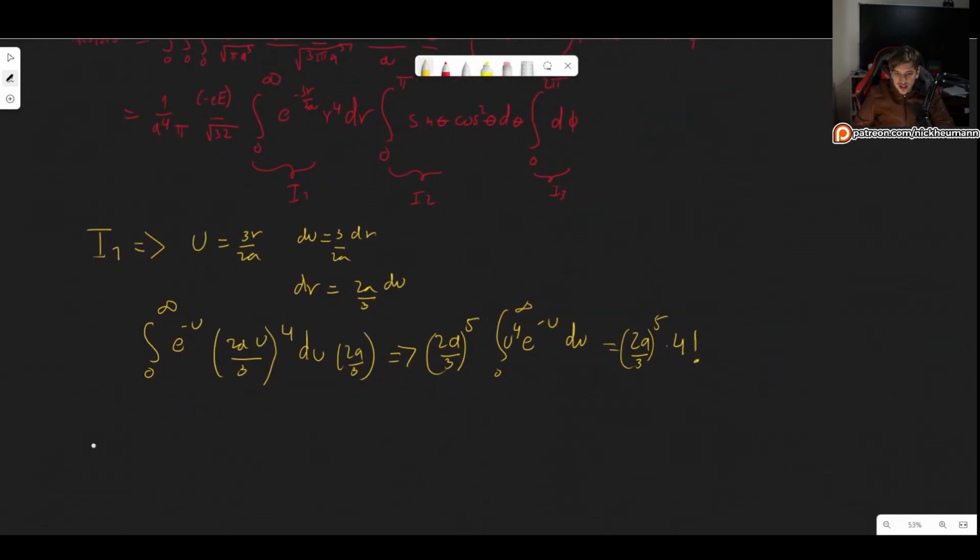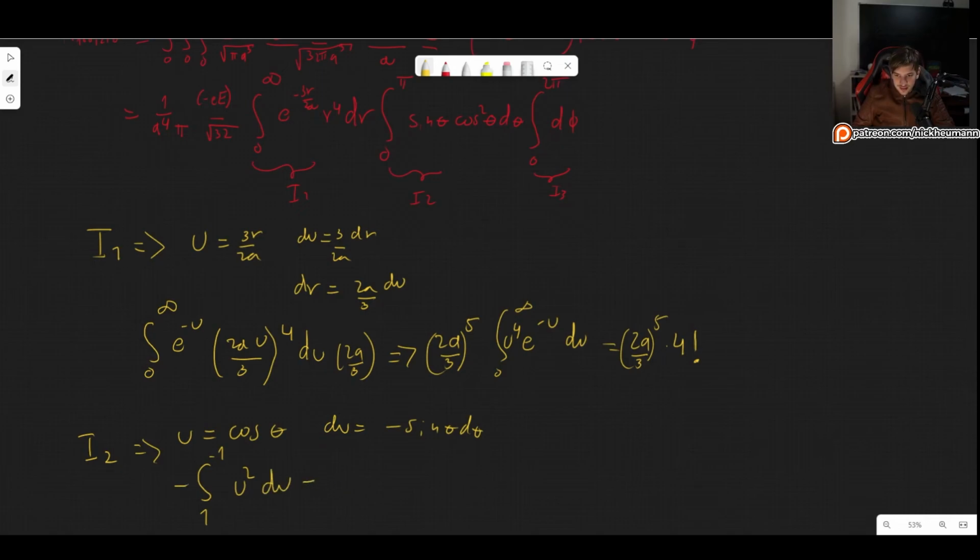Okay, then we have integral 2. Now, integral 2 we solve by substitution. We use u equal to cosine of theta, and thus du is equal to minus sine of theta d theta, because that way, when we integrate from 0 to pi, well, actually the limits are changed now. If theta is 0, we get 1. If theta is pi, we get minus 1. So we have cosine squared, which is u squared, and sine theta d theta, that is minus du.